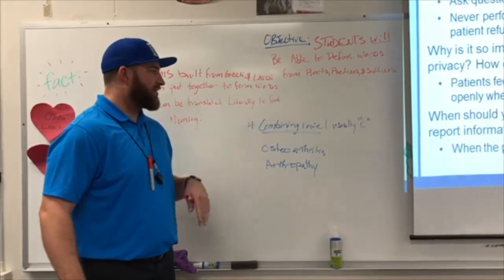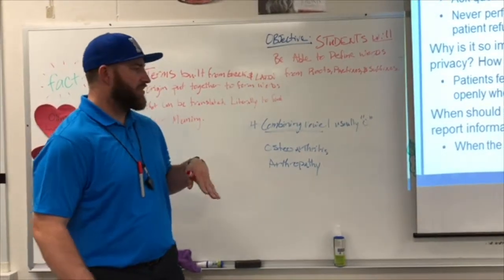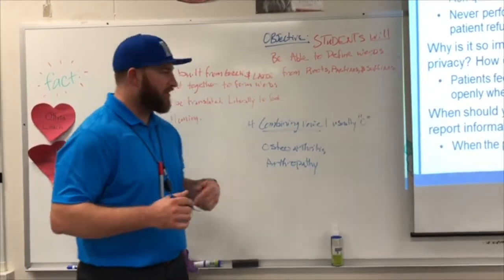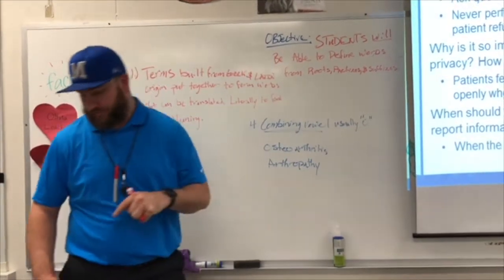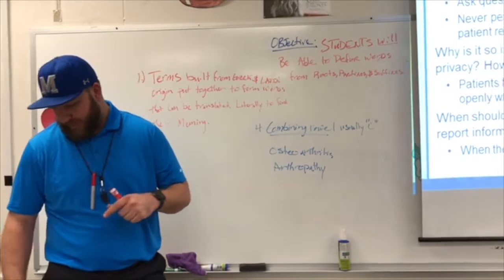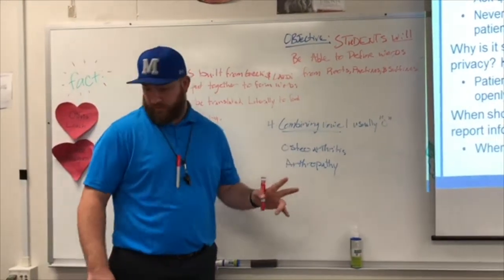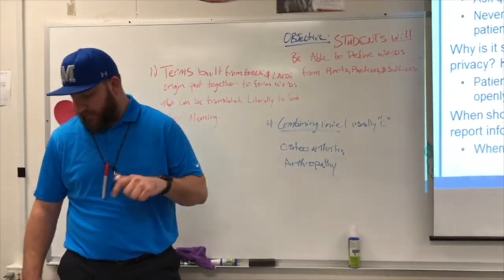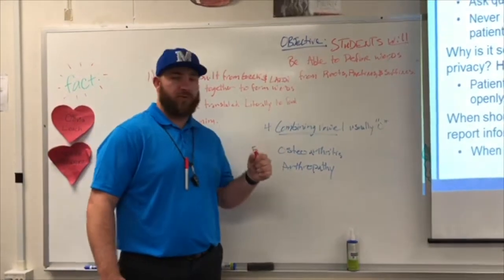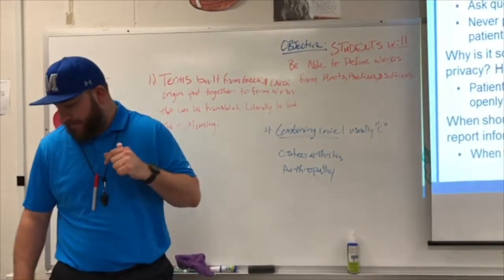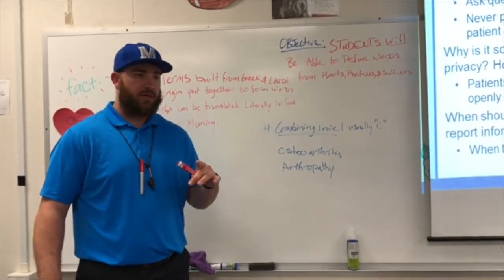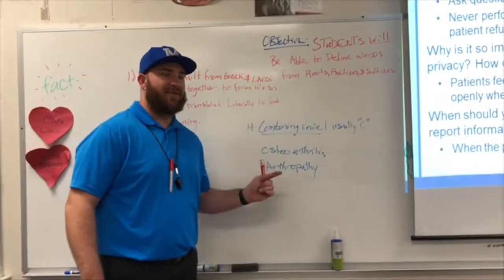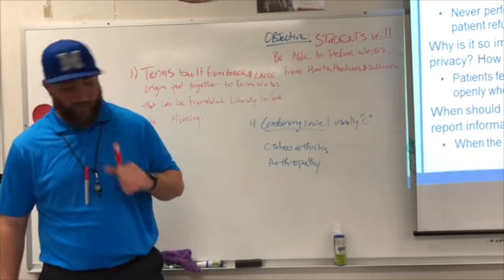So the fourth part is a combining vowel, okay, and this is just simply used to ease pronunciation of words. Usually it's an O, but it can sometimes change. It's placed to connect two word roots, okay. It's also placed to connect a word root and a suffix, but it is not placed to connect a prefix and a word root.